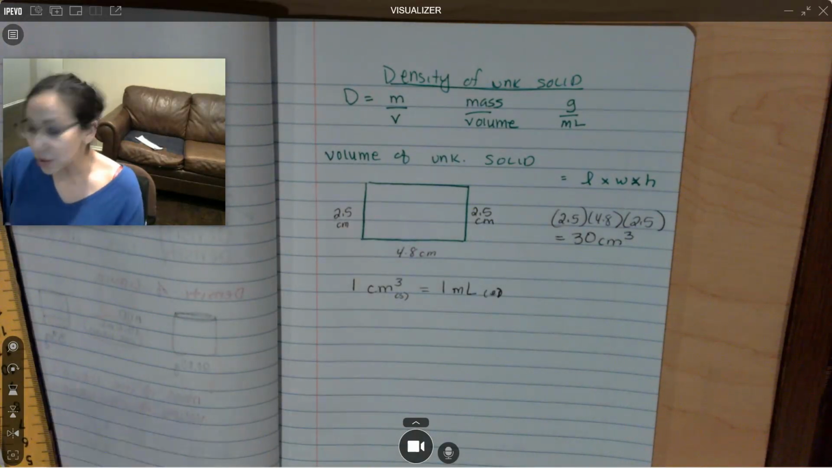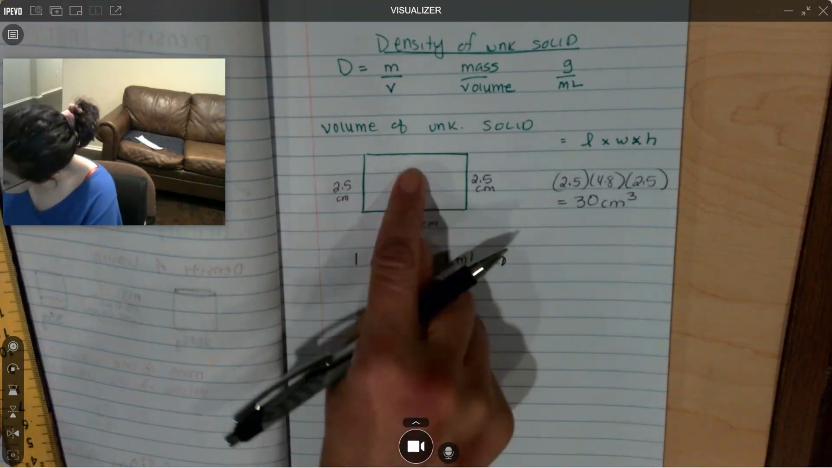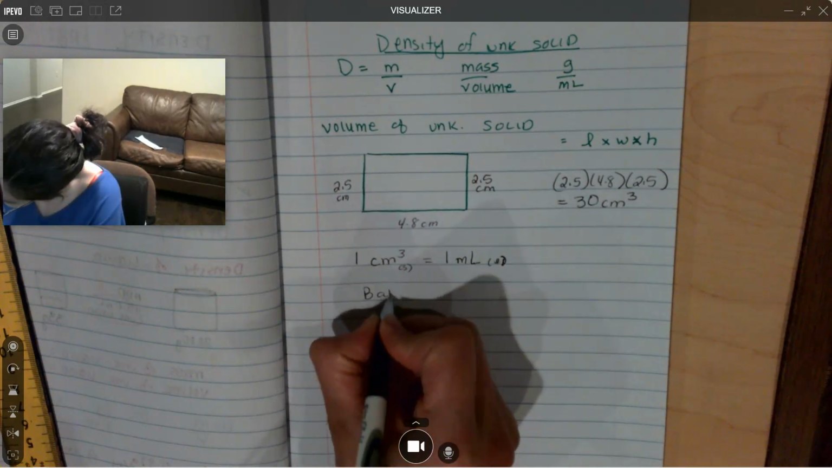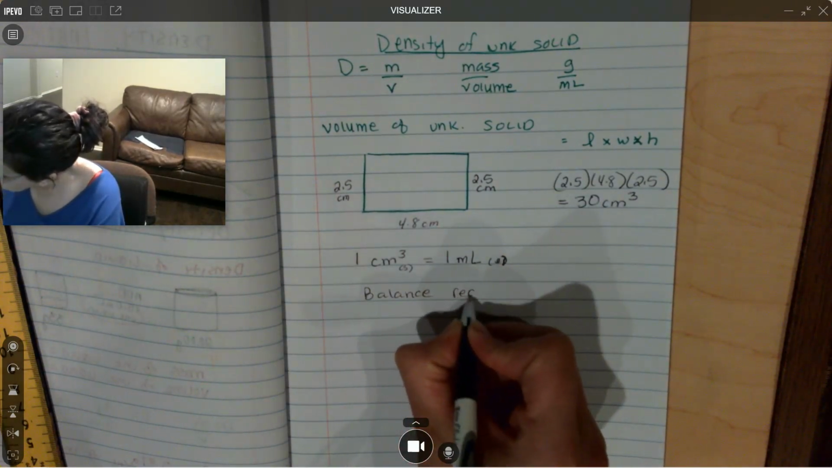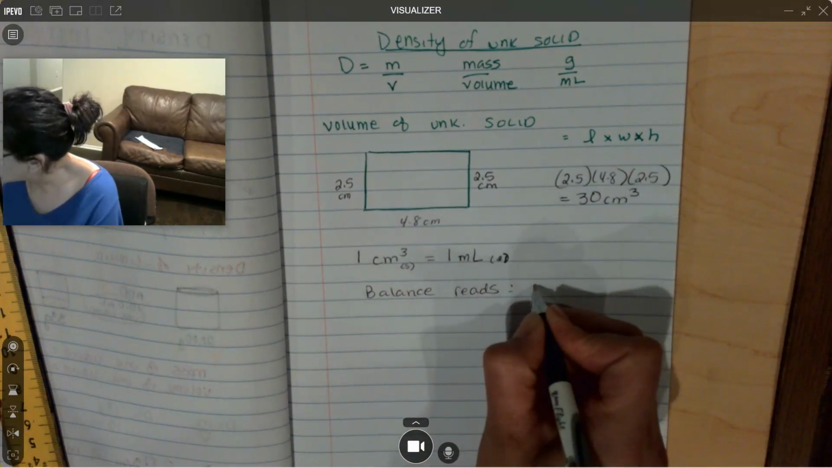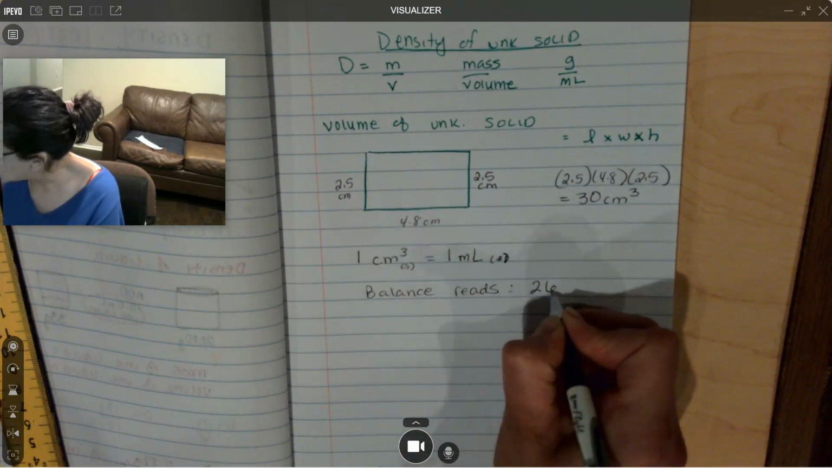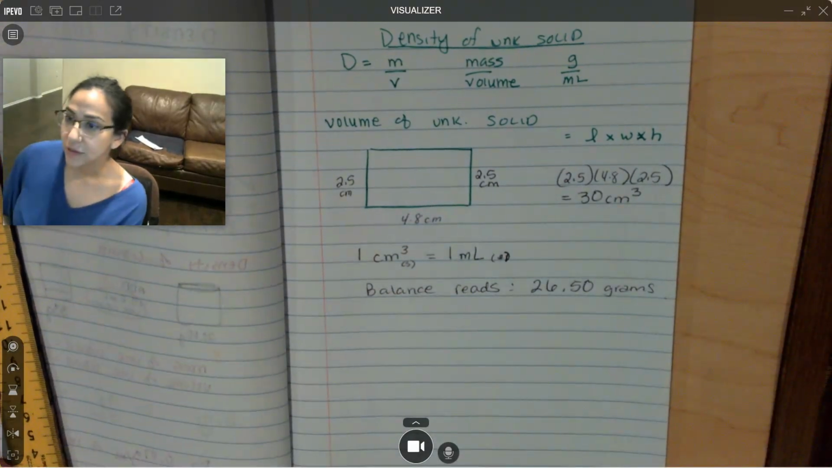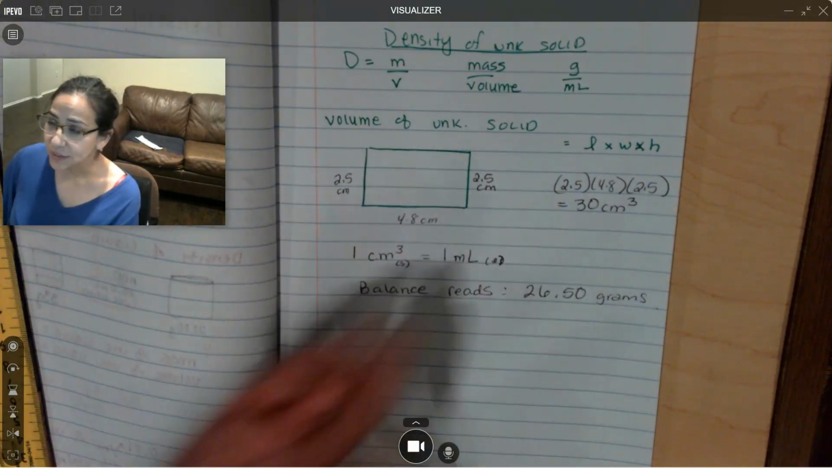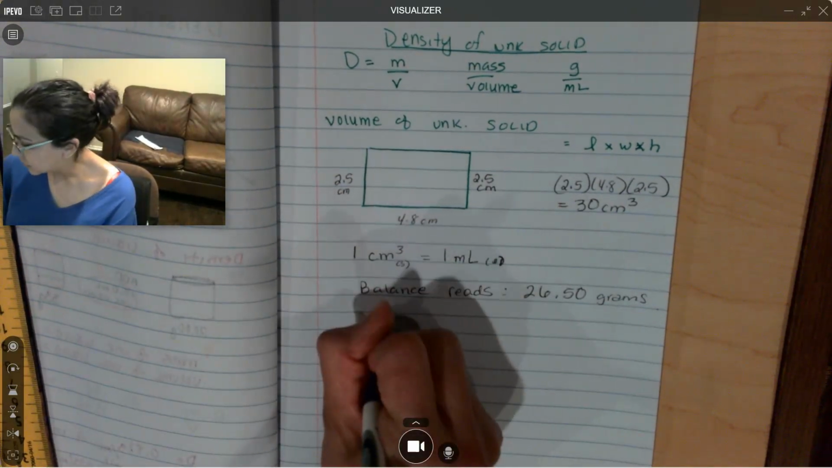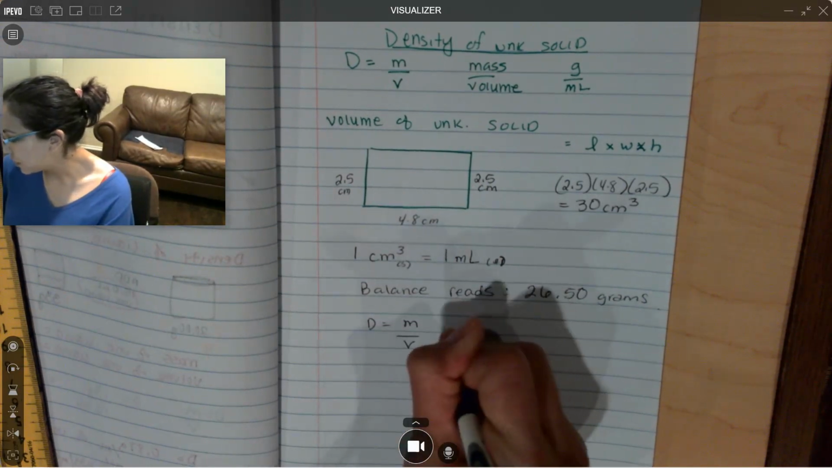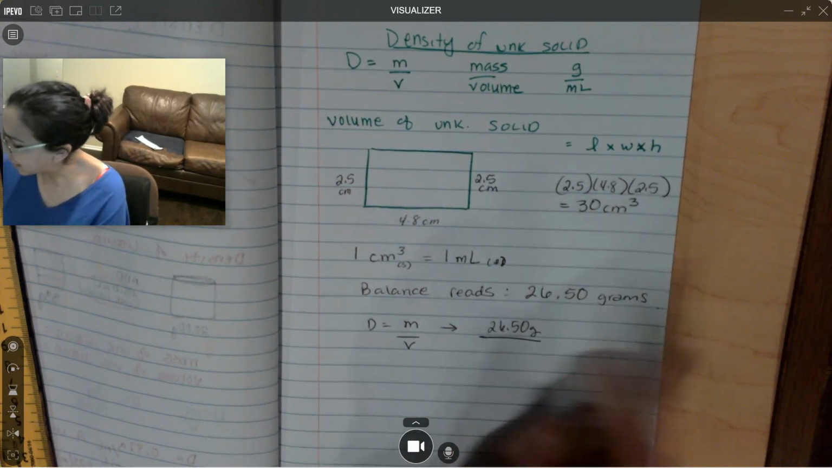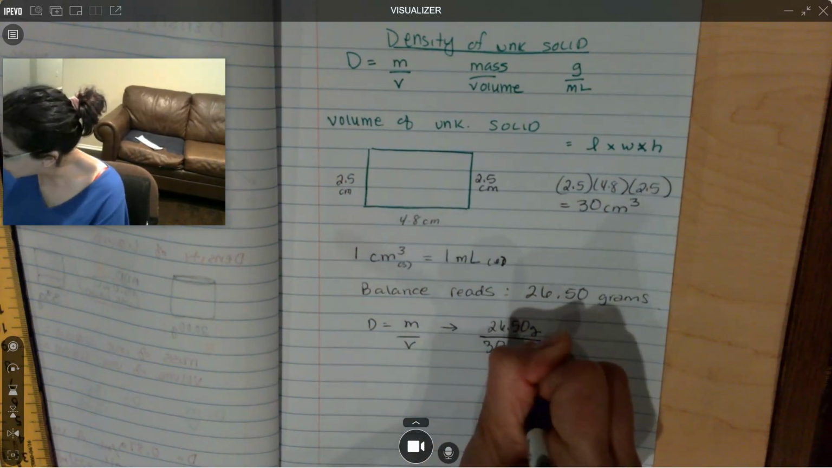Now, how do we get the mass? Well, let's say we took this and put it on a balance. So we had it on a balance, and the balance reads, let's say, 26.50 grams. Okay, so that's how much it weighs. Density is equal to mass divided by volume. So my mass is 26.50 grams divided by my volume of 30 centimeters cubed.